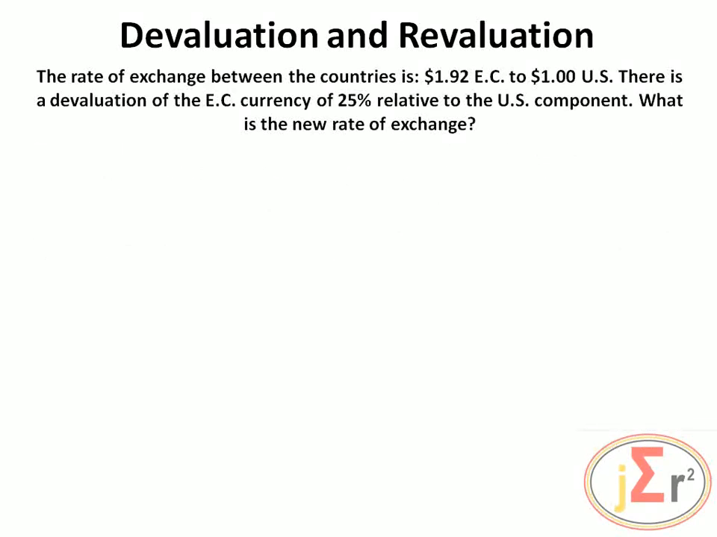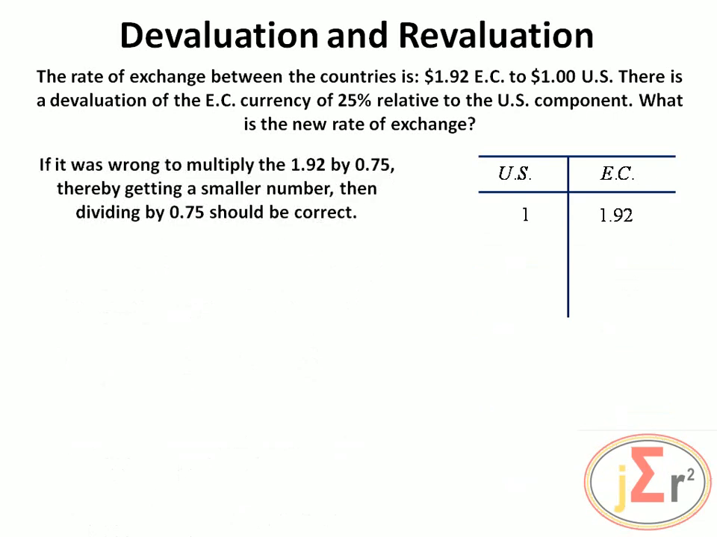So the rate of exchange between two currencies is the same problem. It is the same problem that we had before. There is a devaluation of EC currency of 25% relative to the US component. What is the new rate of exchange? If it was wrong to multiply $1.92 by 0.75, thereby getting a smaller number, then divide by 0.75 should be correct.